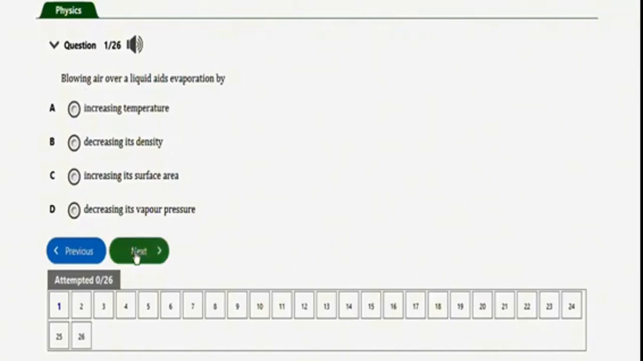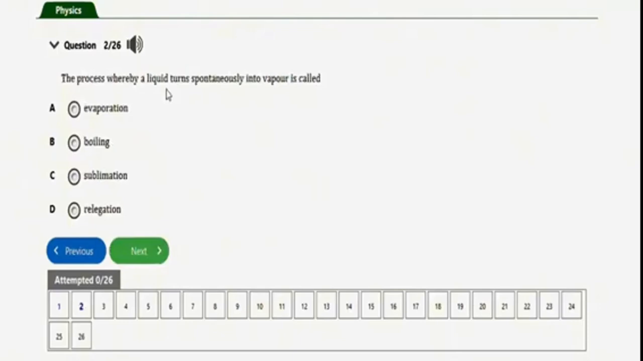Next question is this one. It says the process whereby a liquid turns spontaneously into vapor is called what? So this question is very obvious. It is option A, evaporation.